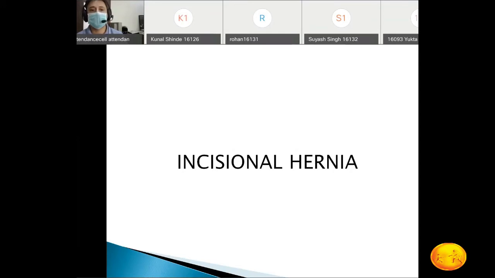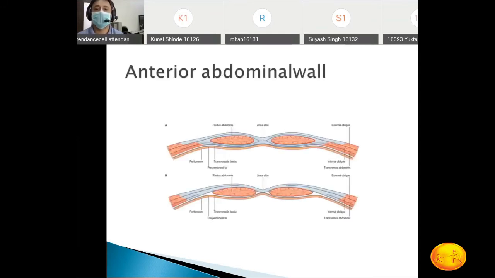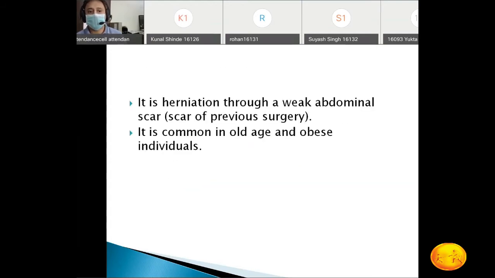The incisional hernias. Here you can see the anatomy of the abdominal wall. The linea semilunaris is formed by the external oblique aponeurosis, which splits to form the rectus sheath and joins in midline to form the linea alba. Then herniation through the weak abdominal scar of the previous surgery. It is common in old age and obese individuals.